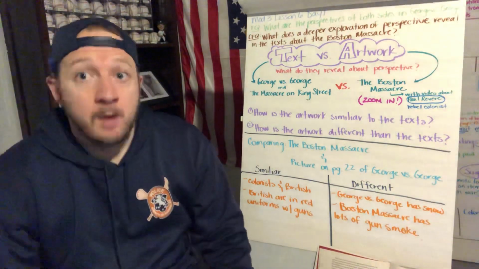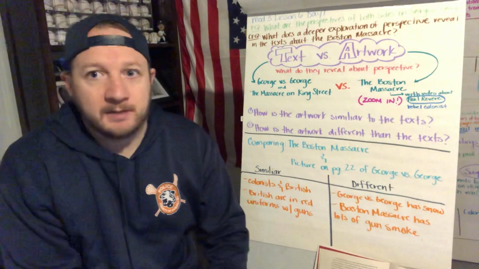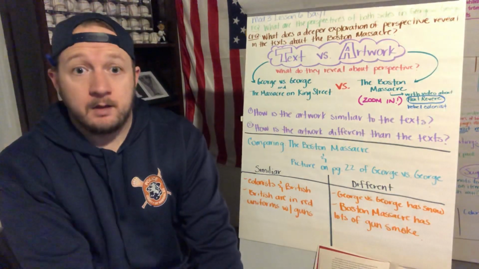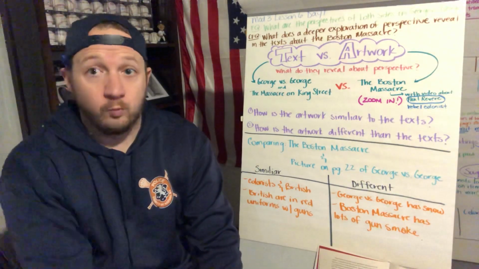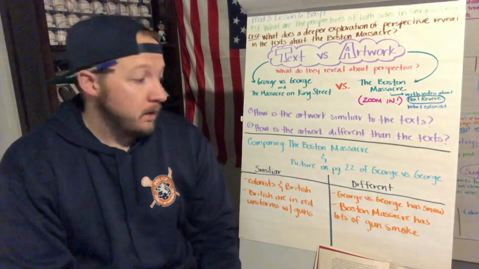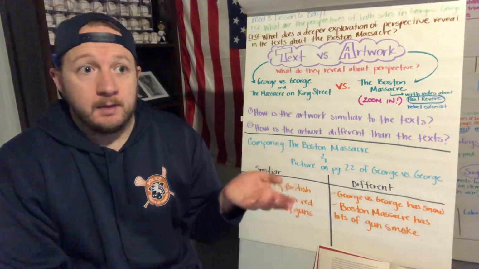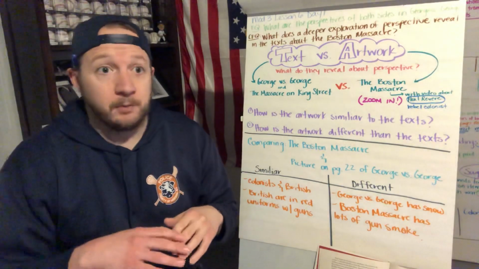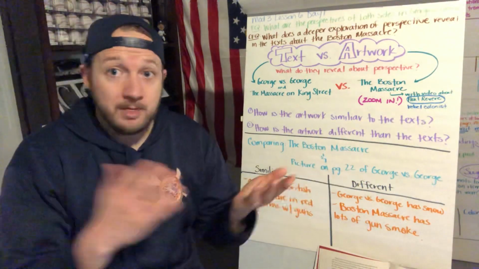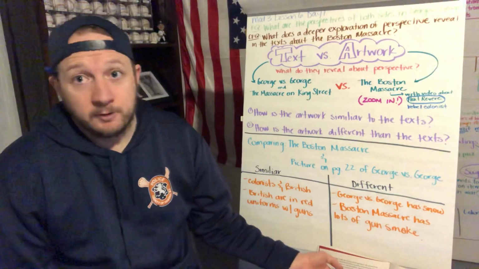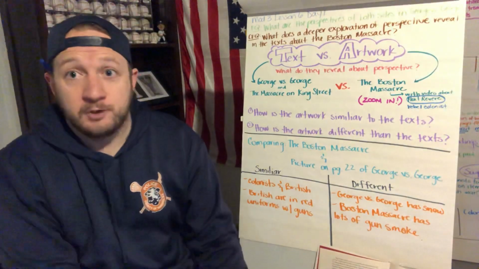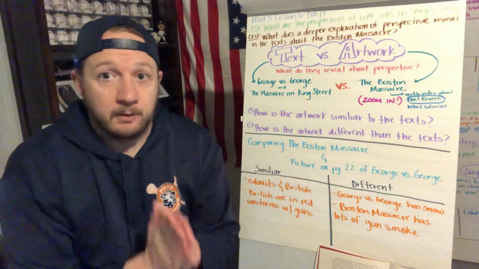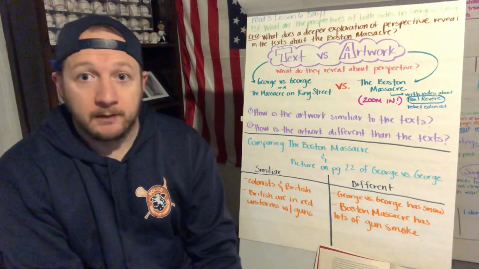And the thing that can't be forgotten is that you guys need to reread the Massacre on King Street, okay? Massacre on King Street is a very interesting text because, as much as the Boston Massacre artwork by Paul Revere gives one perspective, the Massacre on King Street gives two perspectives. It kind of touches on both the colonist perspective and the British perspective, which is also similar to George versus George. George versus George kind of gives you a little bit of both, but with a little bit of a leaning one way more than the other, okay?